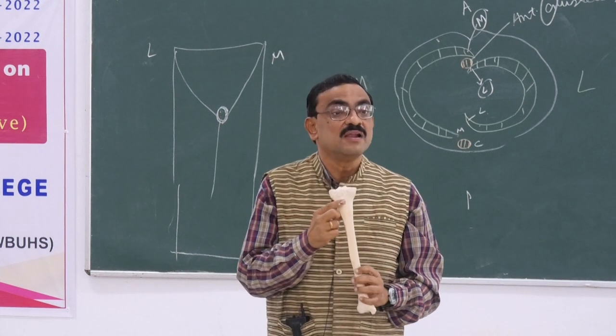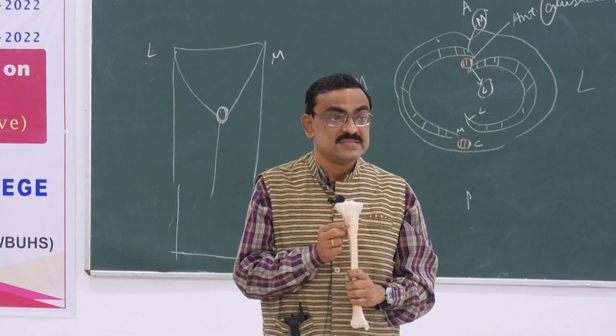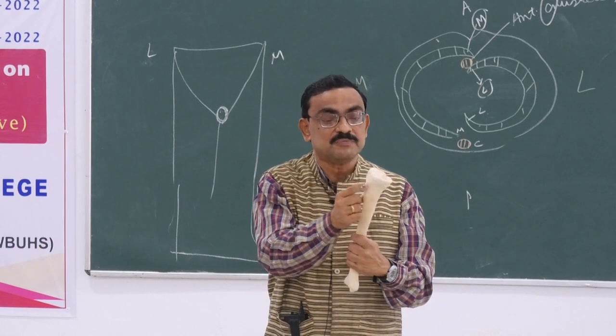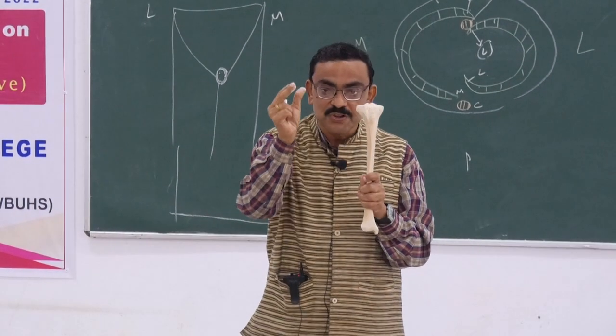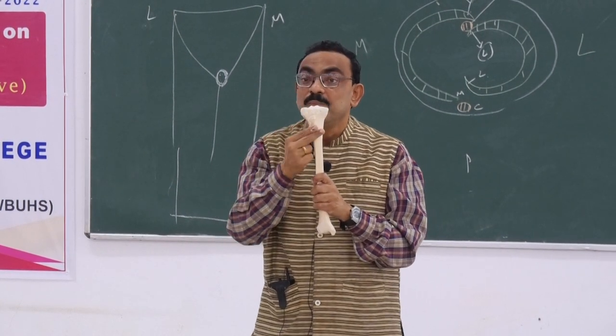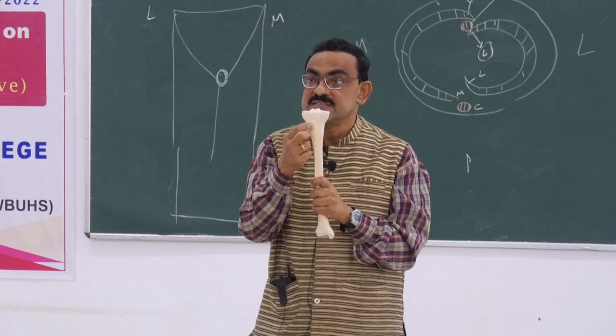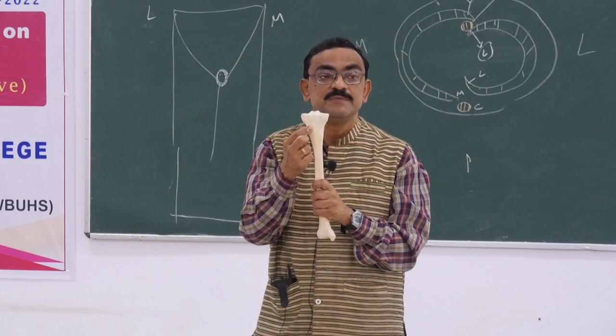This is called tibial tuberosity. Tuberosity means, what is tuberosity? A bony elevation. Okay. This is the tuberosity or tubercle of the tibia.